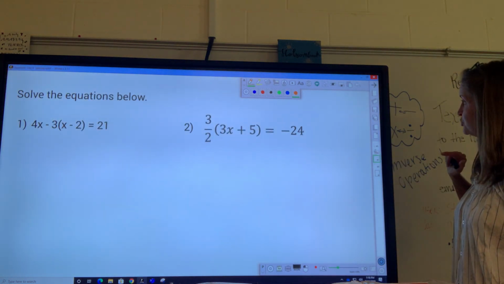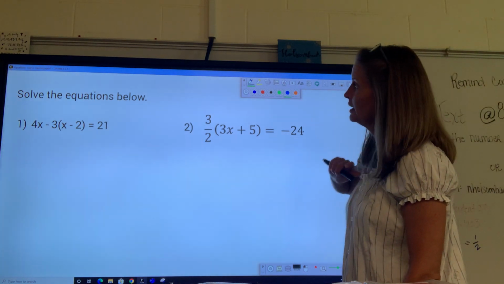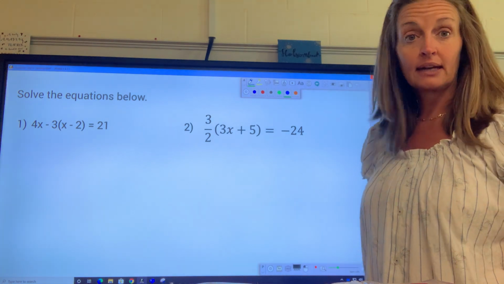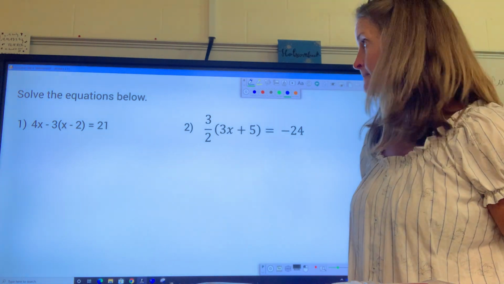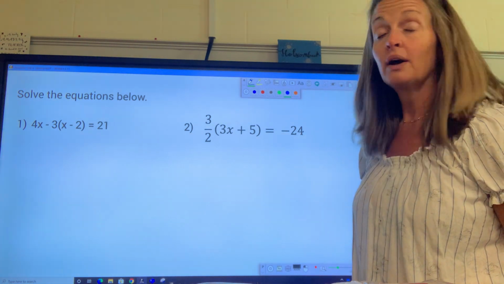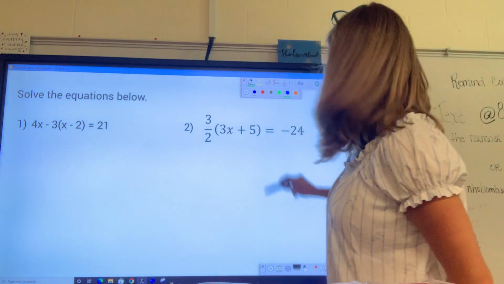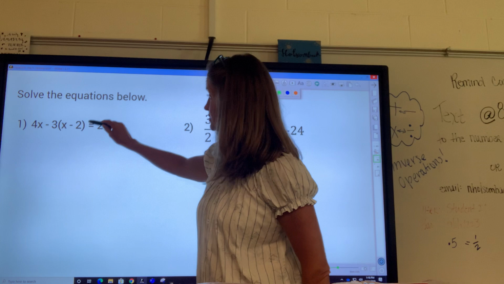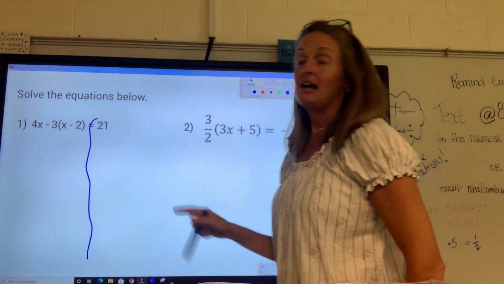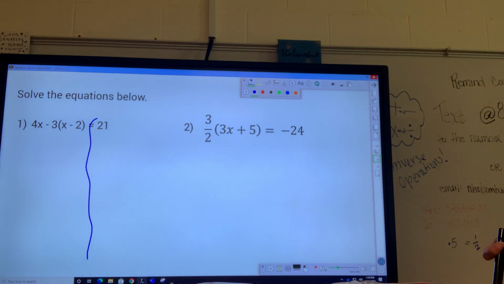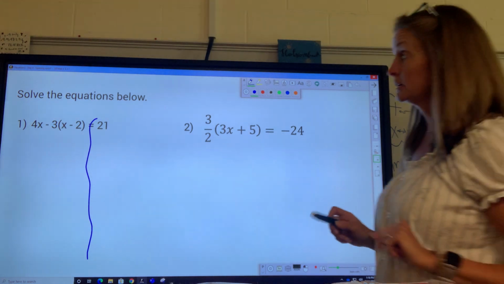All right, let's do some examples. I got this example right here: 4x minus 3 times the quantity of x minus 2 equals 21. First thing I do is draw my river, and I look at my little reminder, and it says, hey, Nikki, do you see distributive property? And I'm like, yes, I do.